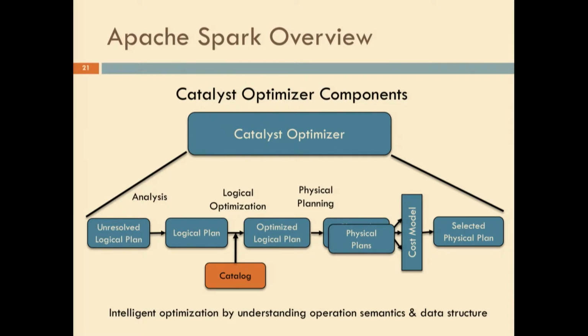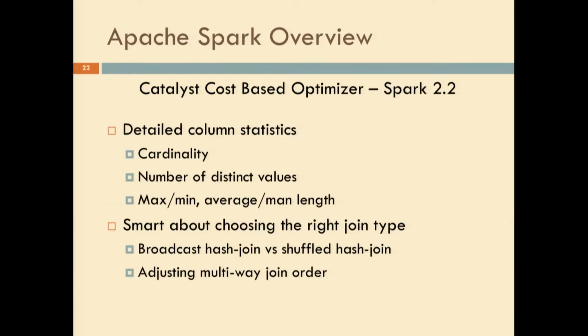Up until 2.1, the execution plans are mostly based on heuristics. But starting 2.2, it added a cost base. Before it was rule base. So it's smart, but it's even smarter when it knows the distribution of your data and all the information about your data. So when it knows about the statistics of your columns in terms of cardinality, the min-max value, and all that good stuff, then it can be smart about figuring out the right kind of joins based on the volume of data that you're processing.